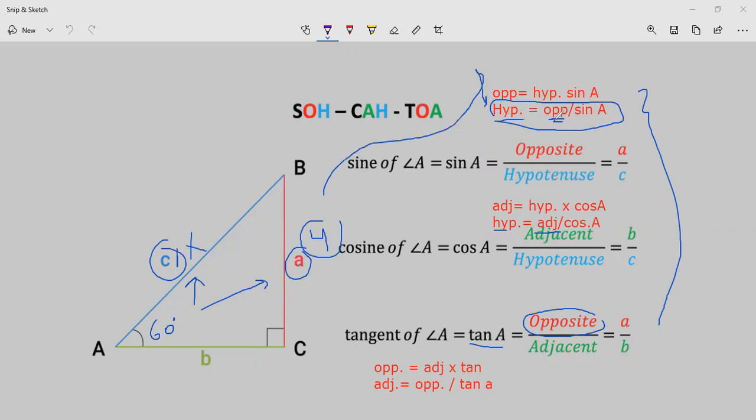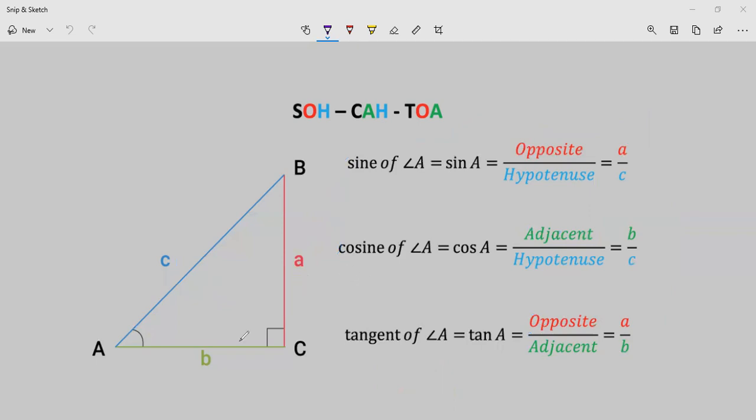Hypotenuse equals opposite divided by sine. Why don't I use this rule, hypotenuse equals adjacent divided by cosine? Because I don't have the adjacent, I have the opposite. So here, to find this side, which is the hypotenuse, I divide the opposite by the sine. So I write 4 over sine of 60. You see? So it depends which side you have and which side you need to find to know which rule you need to use. Another example.